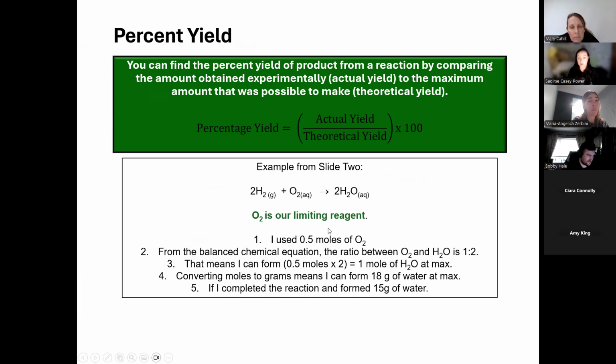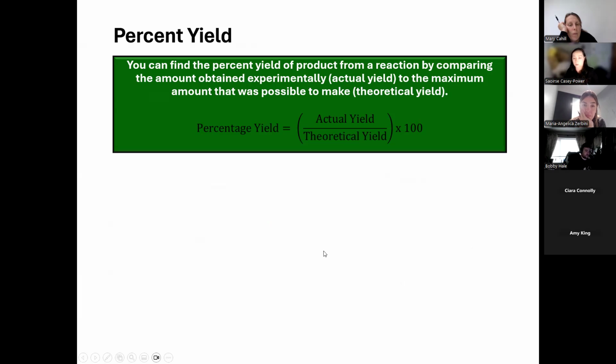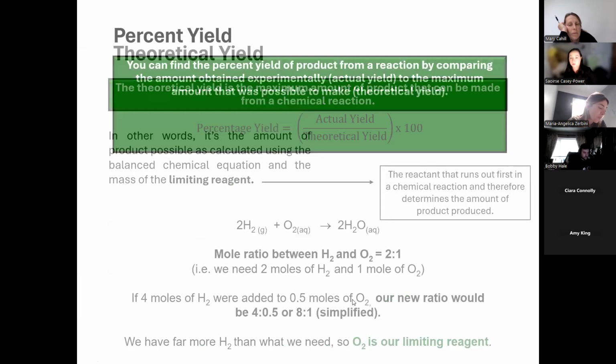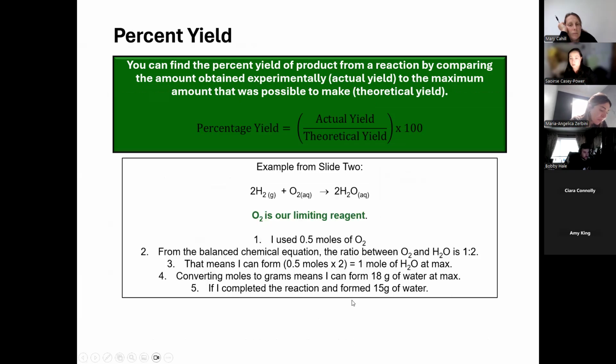So that example from slide 2, based on what we just covered, oxygen is our limiting reagent there. So oxygen will always determine how much water is formed, because hydrogen is in excess, it won't do it. Looking at this, we use 0.5 moles of oxygen rather than the 1 mole I needed.